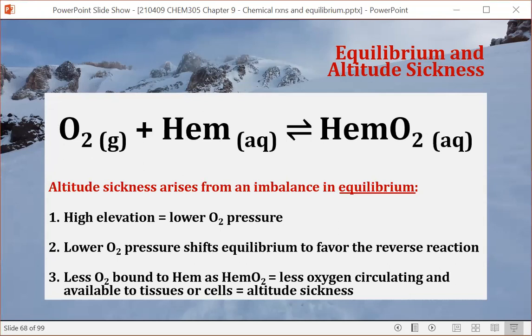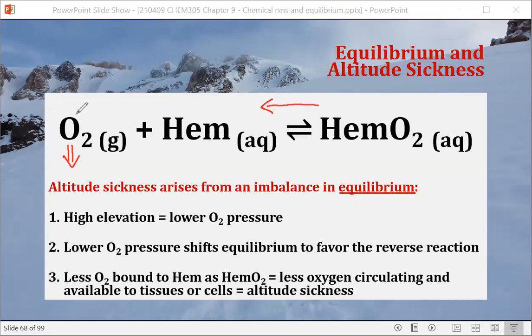So at high elevation, there's a lower pressure of oxygen. As we go up in elevation, the atmospheric pressure decreases. And so the pressure of O2 decreases, which means that the concentration of O2 decreases. So when the concentration of O2 goes down, due to this being an equilibrium reaction and what's known as Le Chatelier's principle, the equilibrium reaction is going to readjust to make up for the change. The change when you go to high elevation is that the concentration of O2 that you're breathing in goes down. So the reaction is going to start to favor the reverse reaction.